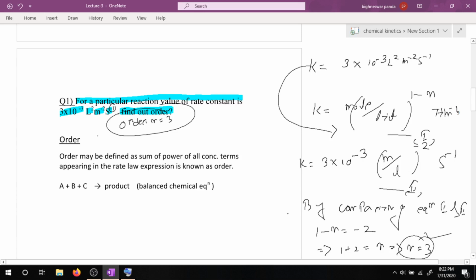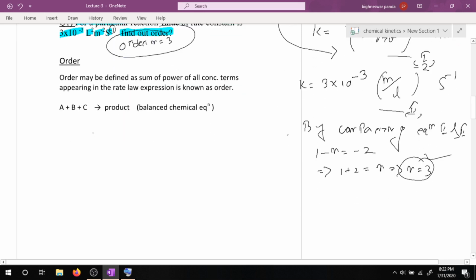So what is the order of a reaction? Order may be defined as the sum of powers of all concentration terms appearing in the rate law expression. We have already discussed what the law of mass action and the rate law equation are. Law of mass action is a theoretical concept, whereas the rate law expression is an experimental concept. So, order is the sum of powers of all concentration terms appearing in the rate law expression. Let us consider the reaction A + B + C gives product, which is a balanced chemical equation.